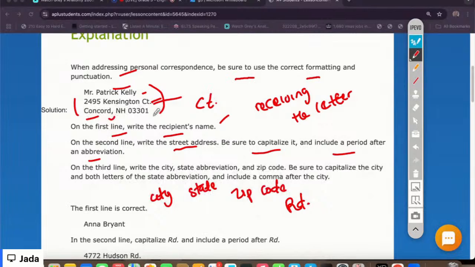You put a period after the abbreviation of the street, and for the city and state, you have to make sure that you include your comma. All right, so this is a very typical example of an address.